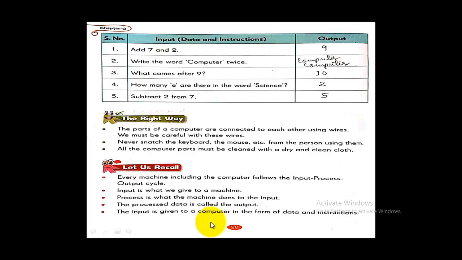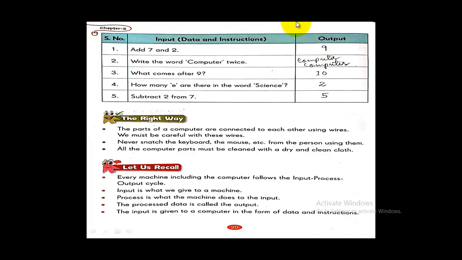Now we'll study the input device and output device in the next chapter, chapter number 3. In higher classes you will learn about input devices, output devices and processing devices in detail. Now add 7 and 2.